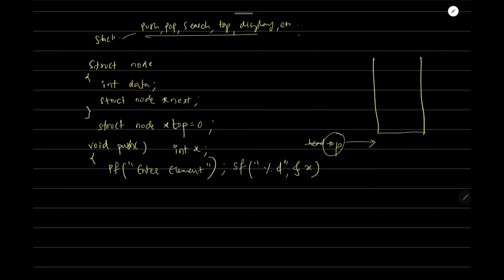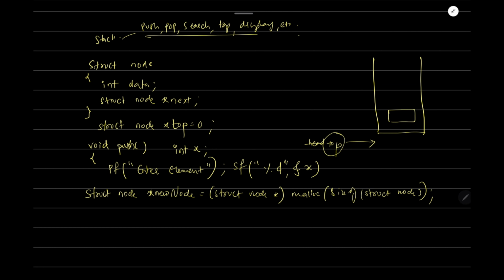Okay, and now we need to create a new node, so we'll be using this statement: struct node *newnode = (struct node *)malloc. The malloc function we will be using, and we'll be using the sizeof the data type, right? sizeof(struct node). So by this a new node will be created.